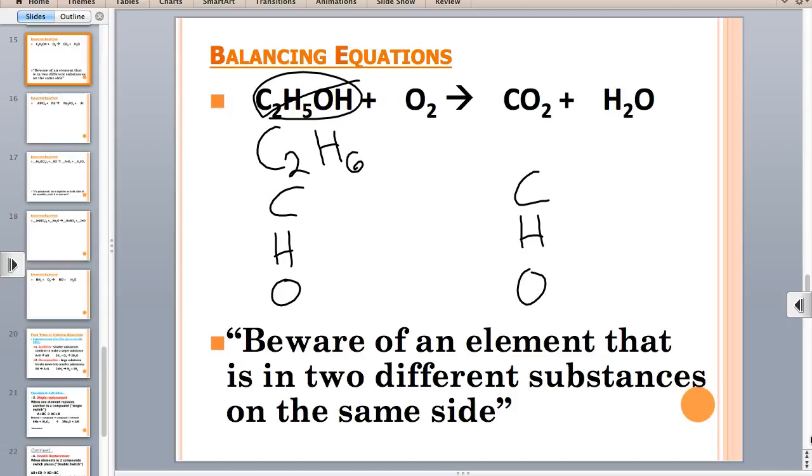If you get finished with the first one, try the other one. One is ethanol, like you put in your gas tank, and one is ethane, which is something else you can burn, but not an alcohol.